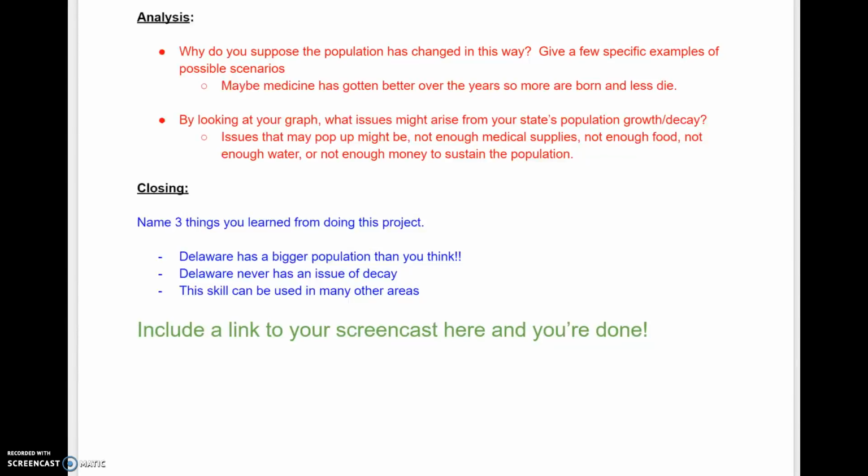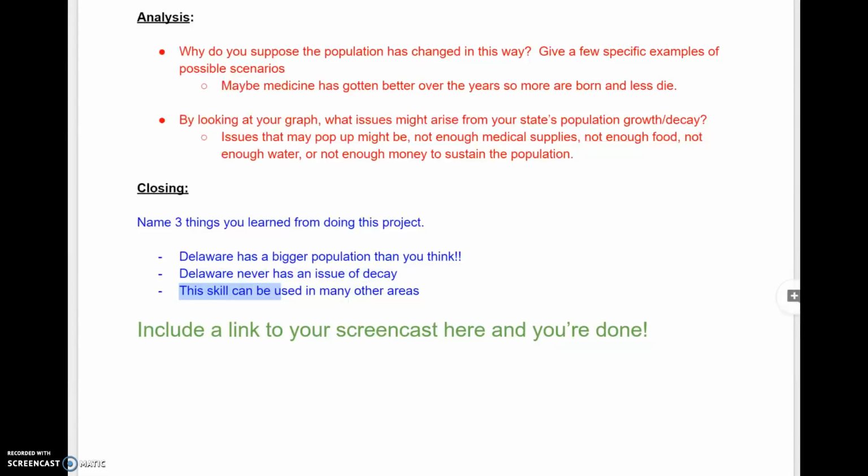Three things I learned from doing this project. Delaware has a bigger population than you think. For all the haters that said Delaware is very small, it's not, kind of, compared to other states, but don't think about that. Delaware never had an issue of decay. Delaware's population was constantly growing, as shown in my Desmos graph. Population never dropped, only went up.